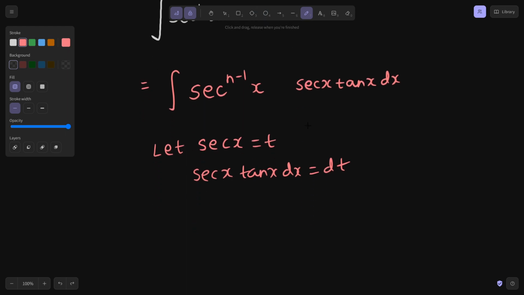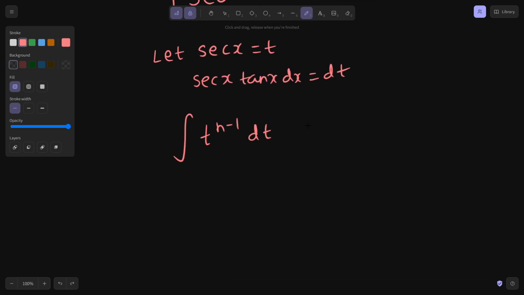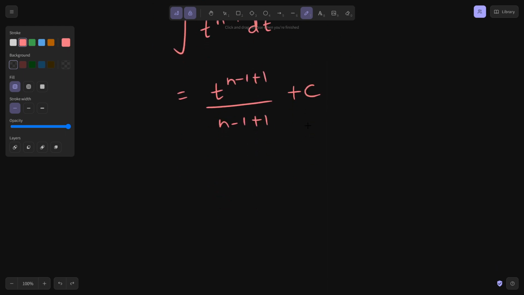And if I go back to the integral, this will become t power n minus 1. Secant x tan x is anyway dt. So integral of t power n minus 1 will be t power n minus 1 plus 1 divided by n minus 1 plus 1 plus a constant c. And what was t? It was secant x. So this will be secant power n x divided by n plus a constant c.